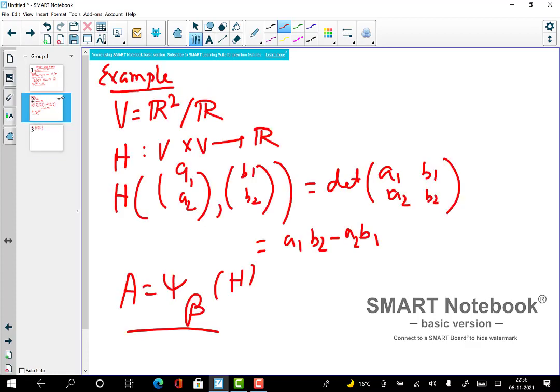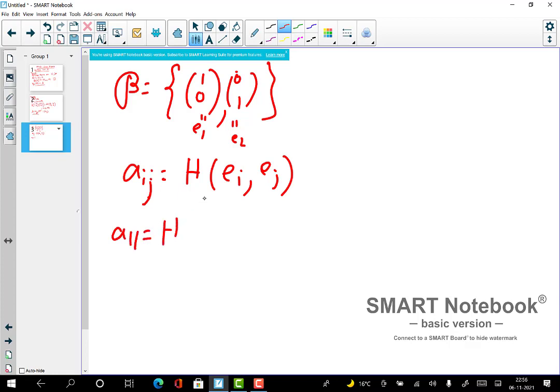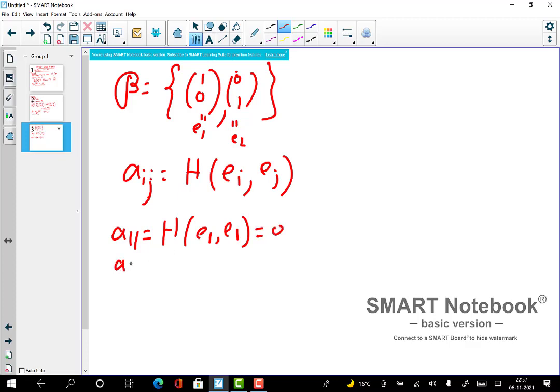You know that if A equals Aij, the Aij are nothing but the evaluation of H at ei, ej, where this is e1 and this is e2. This we discussed in the last lecture. Hence you can easily find a11. So a11 is nothing but H of e1, e1. If you evaluate, a2 is 0 and b2 is 0, so both terms vanish. That means a11 is 0.